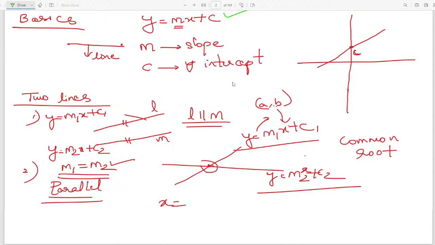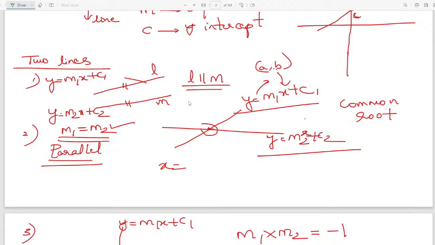There are 3 conditions. One is where both the lines are parallel. When both the lines are parallel, the slopes of the lines would be equal. m1 is equal to m2, and these are parallel lines. When they are intersecting, y is equal to m1 x plus c, y is equal to m2 x plus c, they'll have a root here. I mean, there will be one point which will satisfy both the equations of the lines.